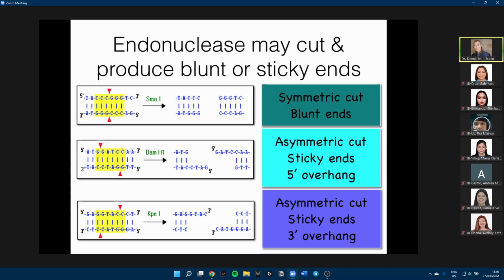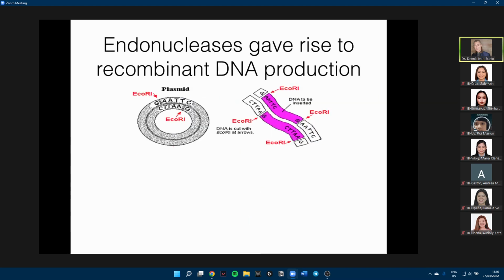Like what I said earlier, the birth of molecular biology became possible because of the discovery of restriction nucleases, and it gave rise to several technologies, such as the production of recombinant DNA. What is a recombinant DNA? This would be DNA that are pieced together, and this DNA comes from different sources.